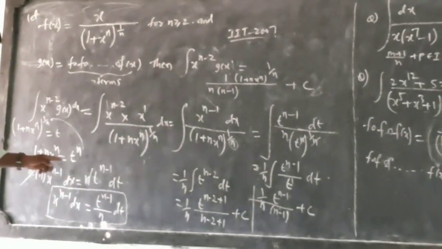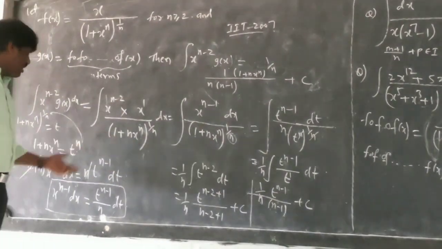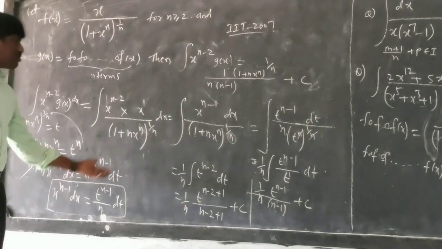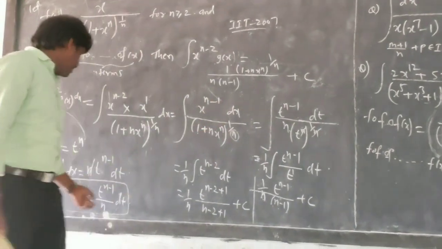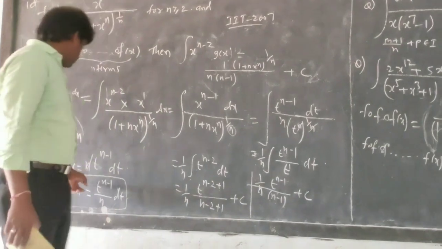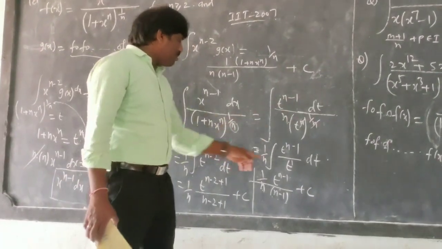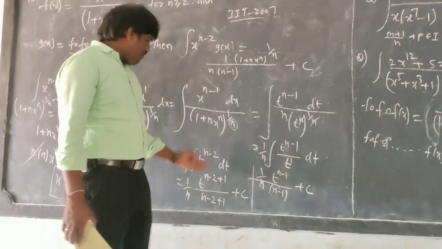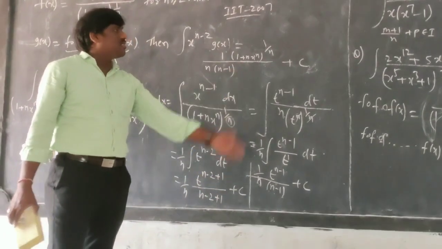So what you got here, t^(n-1). Hope you understand everything. I'll just recall you once. You got t^(n-1) by t and n. So we have substituted here: x^(n-1) dx I have changed into t^(n-1) by n dt upon, this we consider as t^n, cancelled out, 1 by n came out, t^(n-1) became t^(n-2). So after doing the integration of this one, you got the final answer as this.